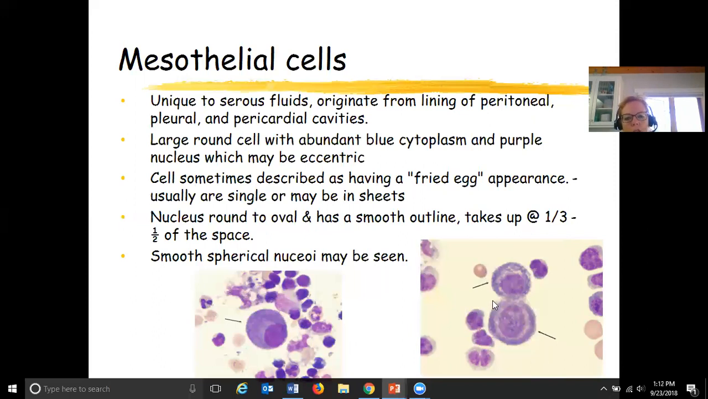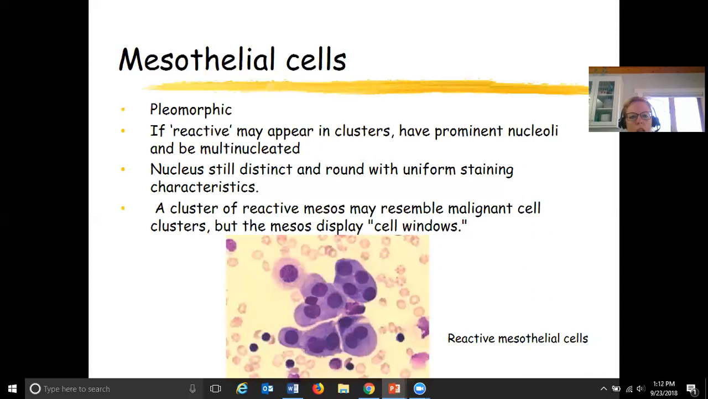They're single or they may be in sheets, and the nucleus takes up about a third to a half of the cell. You may see nucleoli also. Here are some more mesothelial cells. These are in sheets and may appear in clusters. For my purposes, you don't have to worry about whether they're reactive or not. But you do have to know that they appear to have window pane separators. They look like cell windows, and those are mesothelial cells.